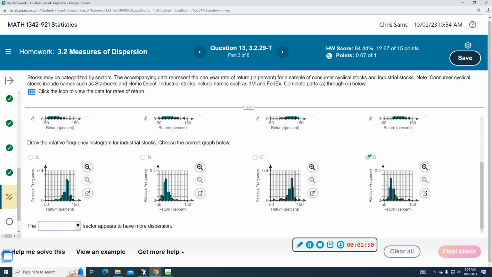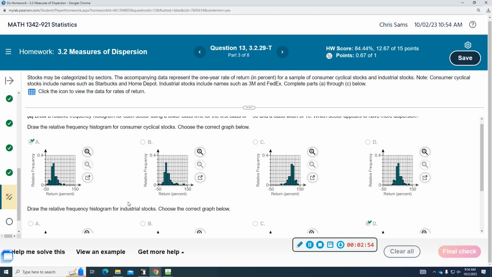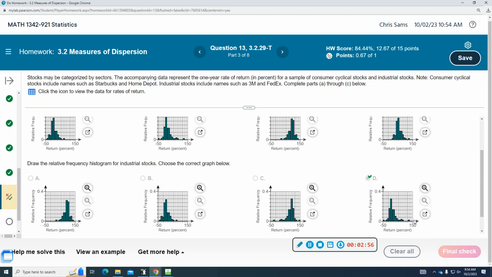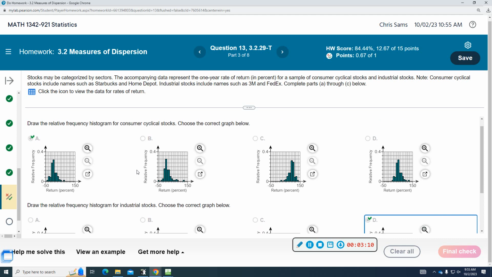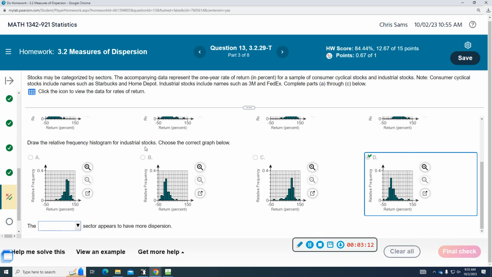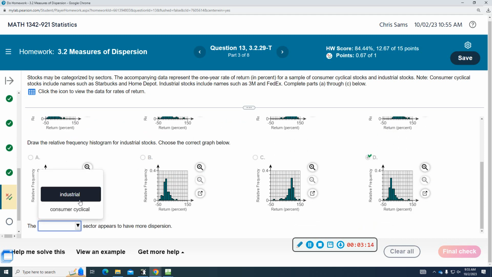All right, the sectors above appear to have more dispersion, so which one seems more spread out? Based on those two graphs, this one starts at -50 and goes all the way as close to 130, and this one is between -40 and much smaller. So the industrial one looks like it has more dispersion.